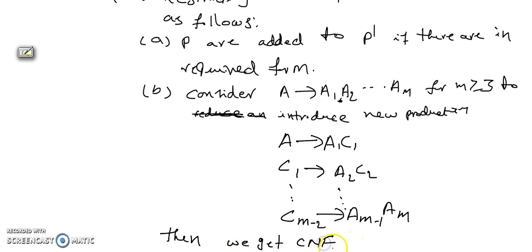CNF form. So this is the basic procedure to reduce to CNF after eliminating null and unit productions. So finally we can get the required CNF.